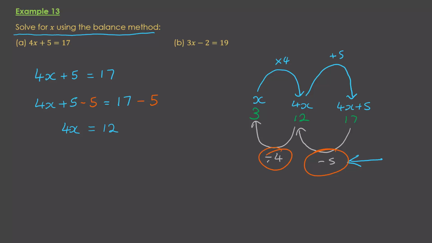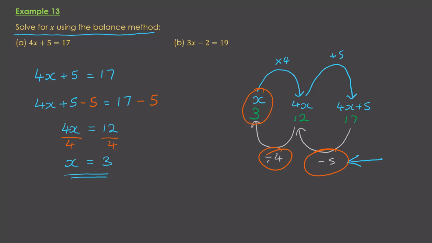Then the next thing I have to do is divide by 4. So I'm going to divide by 4, and I get x equals 3, which is the same answer that we got in the flowchart.